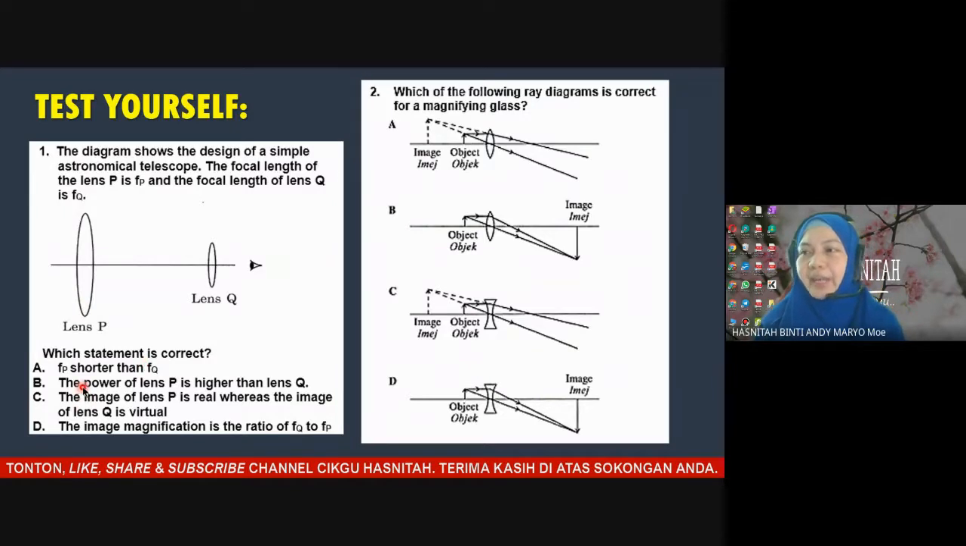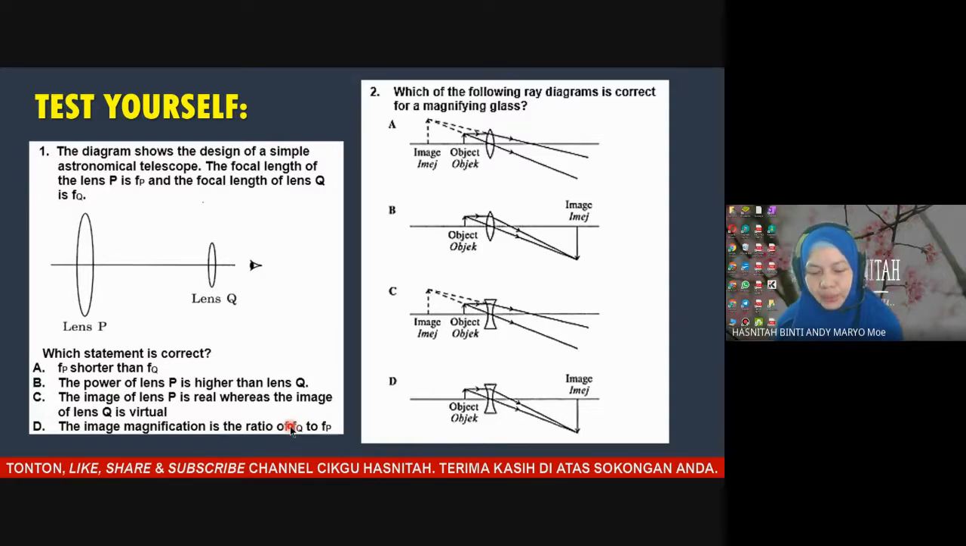Which statement is correct for the telescope? FP shorter than FQ, or the power of lens P higher than the power of lens Q. The image of lens P is real, whereas the image of lens Q is virtual. The magnification is the ratio of FQ to FP. Which one is correct? You can go back to your module just now to identify which statement is correct.